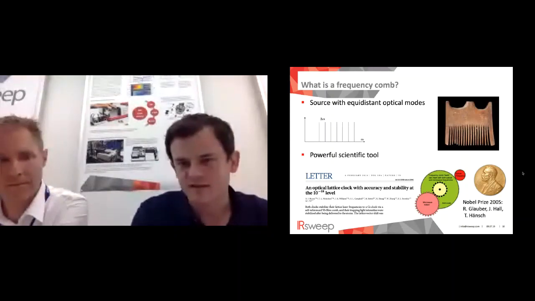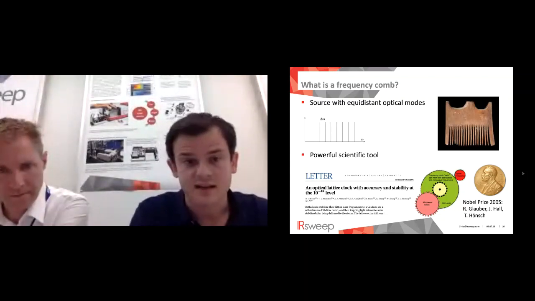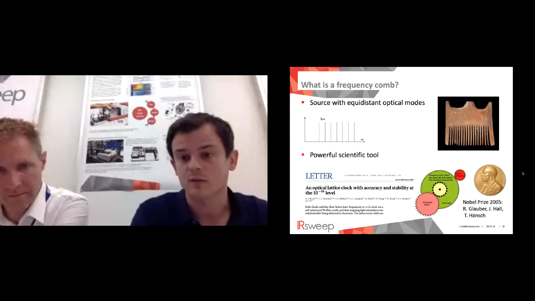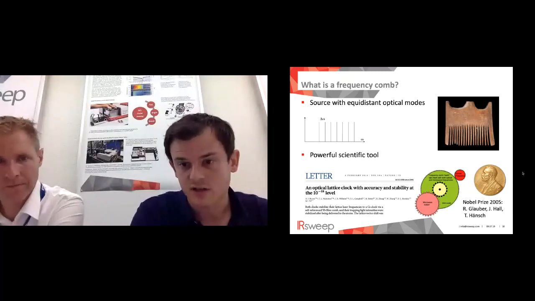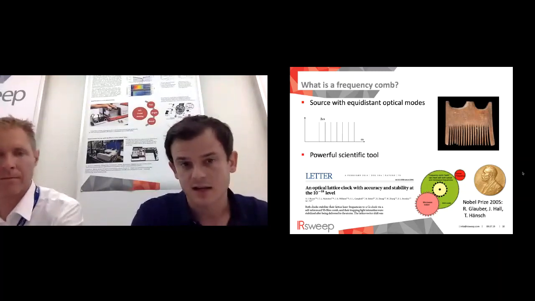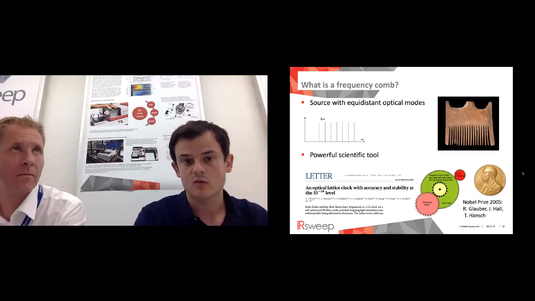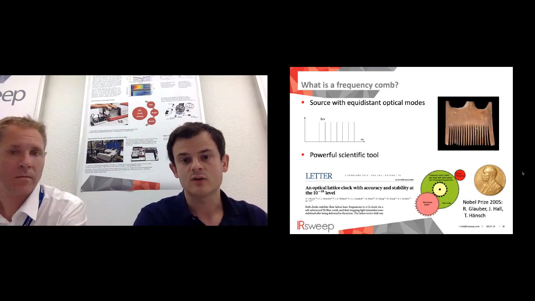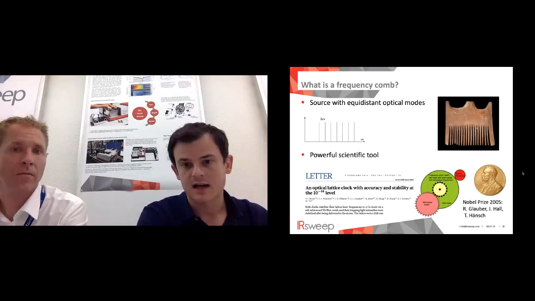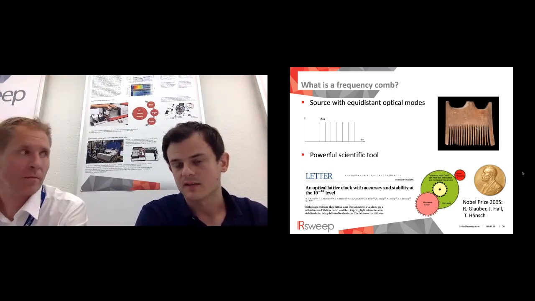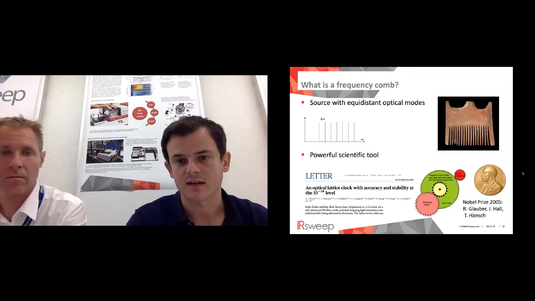What sounds like a very simple thing has turned out to be an extremely powerful tool in many scientific applications, and was hence also rewarded with the Nobel Prize 2005. And the one advantage that we want to exploit here is that we have those equidistant spectral lines, and we use this to map the optical frequencies down to microwave frequencies. How we do that, I'll show in the coming slides. And this allows us to do extraction of all the spectral lines that we have in the laser simultaneously.